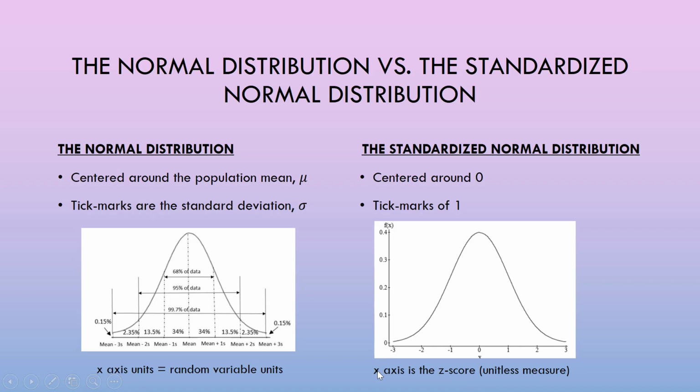So here, our x-axis is the z-score, which is a unitless measure, or the standardized score, versus the random variable that's in the context of the problem.